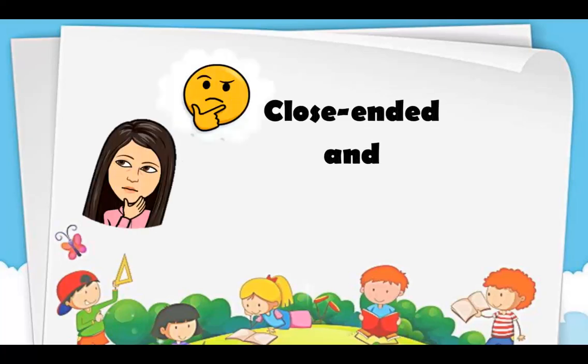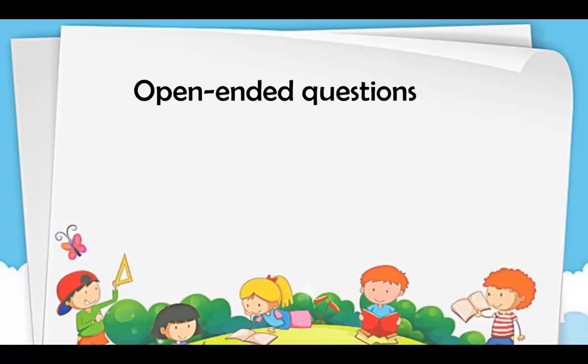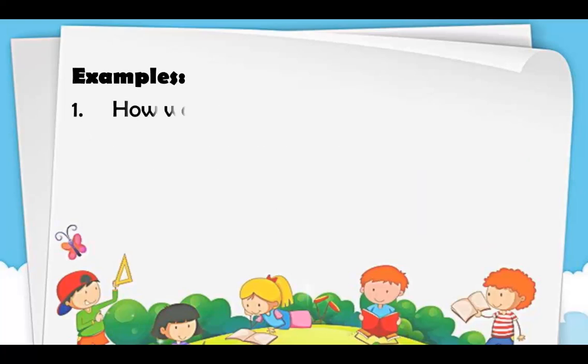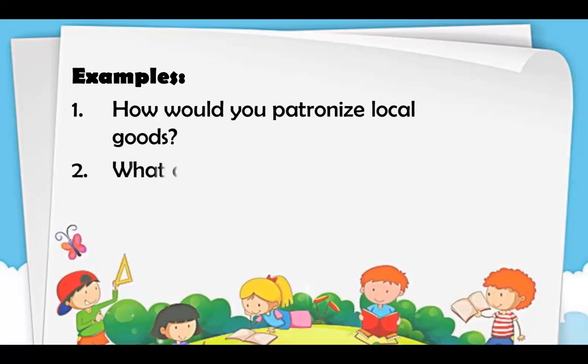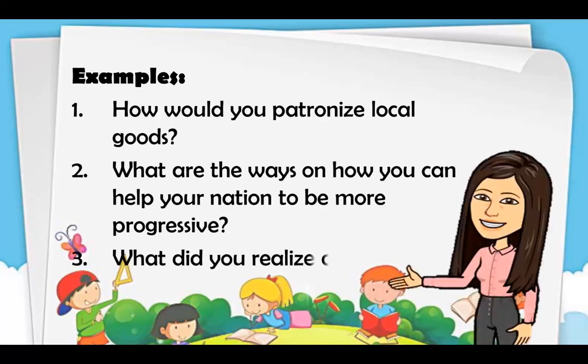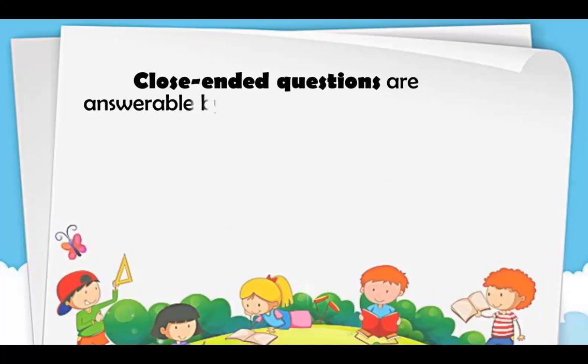Questions we asked in a seminar or symposium can also be closed-ended or open-ended questions. What is the difference between the two? Open-ended questions are the ones that require more than one-word answers. Example, how would you patronize local goods? What are the ways on how you can help the nation to be more progressive? What did you realize after the symposium? These examples are open-ended questions because these questions require an answer wherein the speaker would use more words to explain his viewpoint. On the other hand, closed-ended questions are answerable by yes or no.